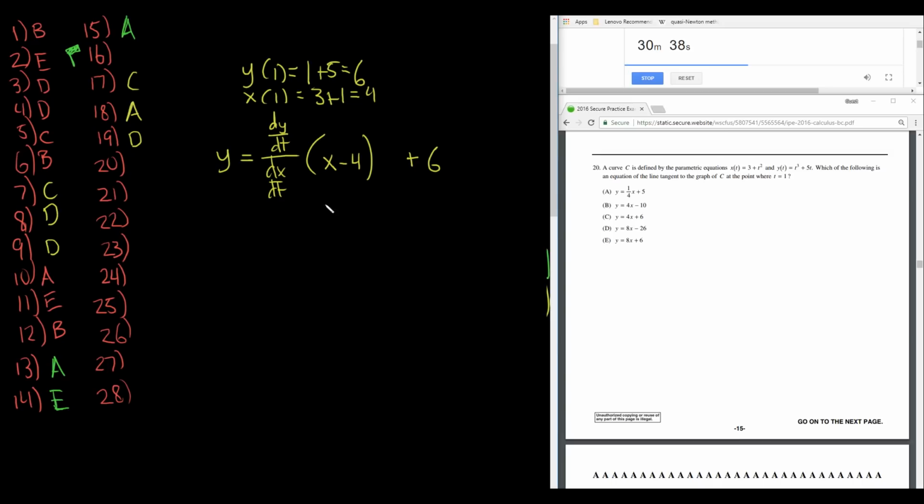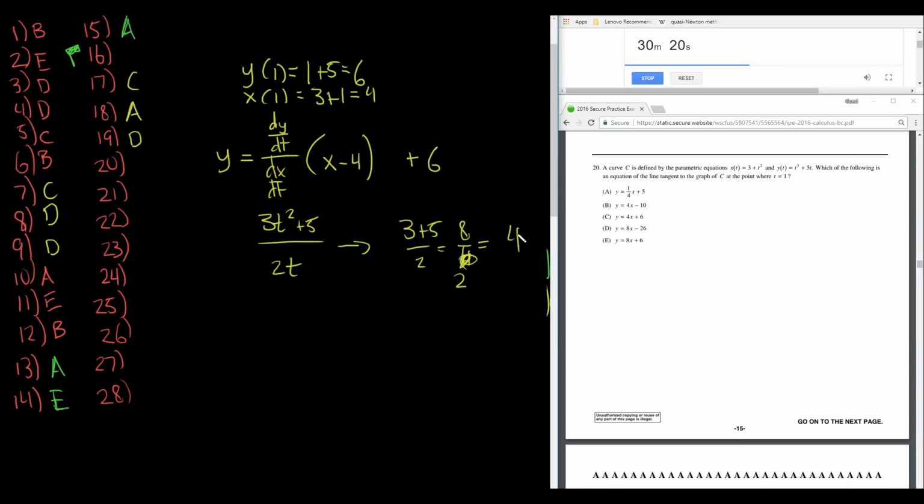Okay, so dy dt is going to be 3t squared plus 5, divided by dx dt, which is just going to be 2t. At t equals 1 gives us 3 plus 5 divided by 2 equals 8 fourths equals, sorry, don't do that.